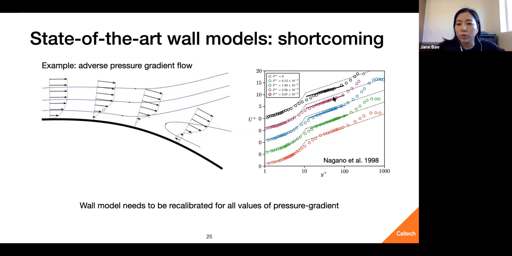So there is this linear region in this plot, but it is not the log law for the flat plate boundary layer. So we would need a different value of kappa and a different value of b for each of these cases. So for the traditional wall models, you would need to recalibrate your wall model for each value of the pressure gradient, which is counterintuitive of why we're using wall models. We're using wall models to be able to predict flow, not to be able to recreate flow that we already know about. So this is the main shortcoming of the state-of-the-art wall models.